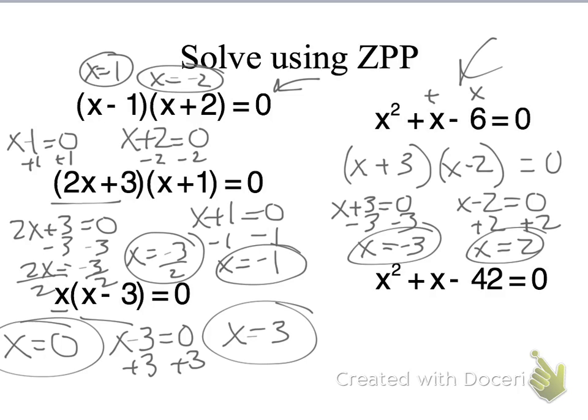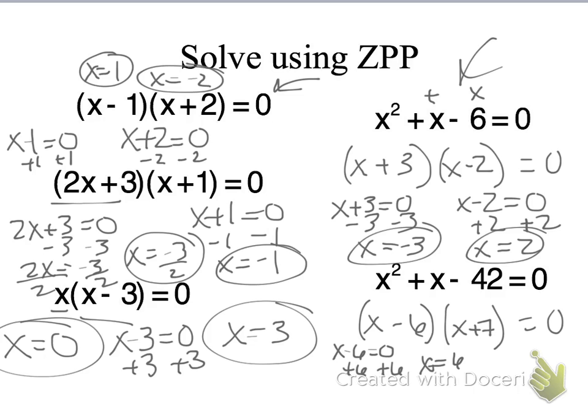Okay, this next one, two things that multiply to get me negative 42, add to get me 1. Well, 6 times 7 can get me 42, and I need to add them to get a positive 1, so I need a positive 7 and a negative 6. So if I set x minus 6 equal to 0, I add 6, so x equals 6. Subtract 7 for x plus 7 equals 0, so I'm going to get x equals negative 7 for my other one.